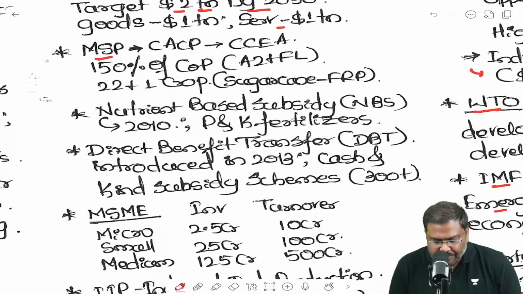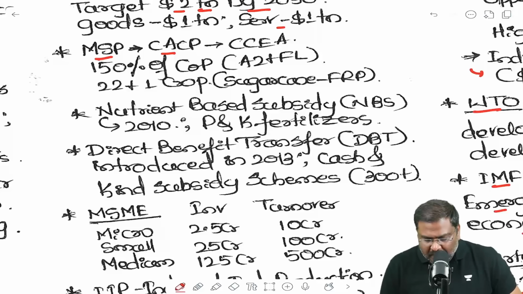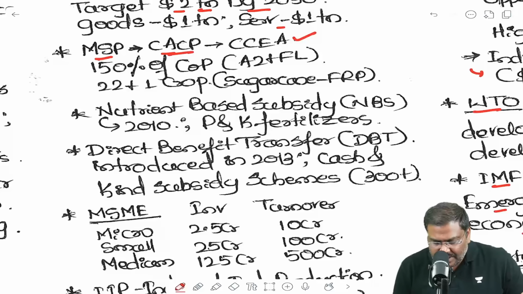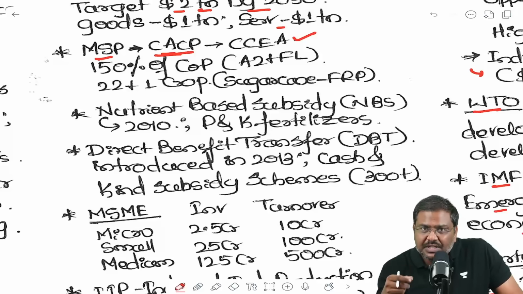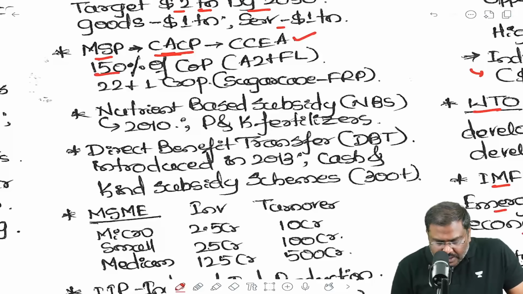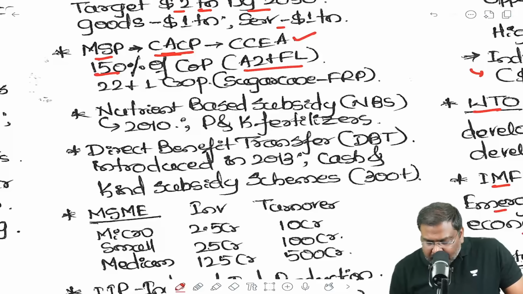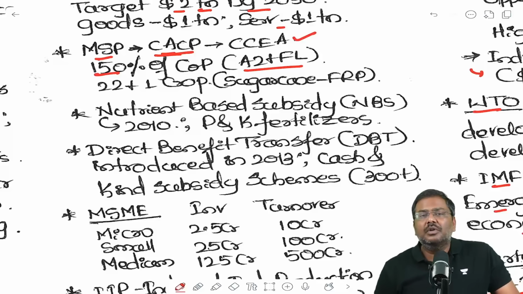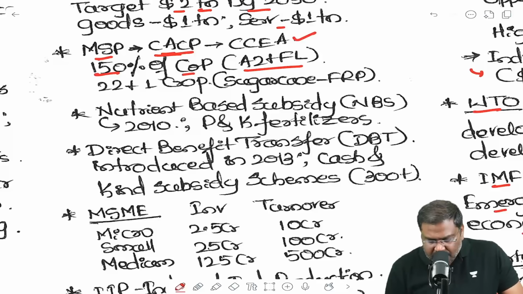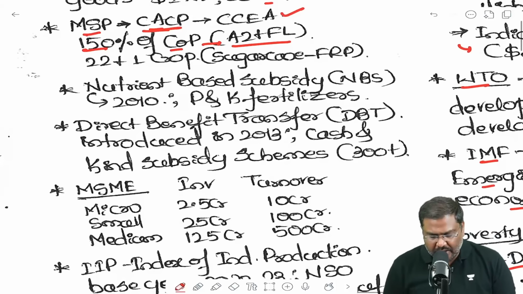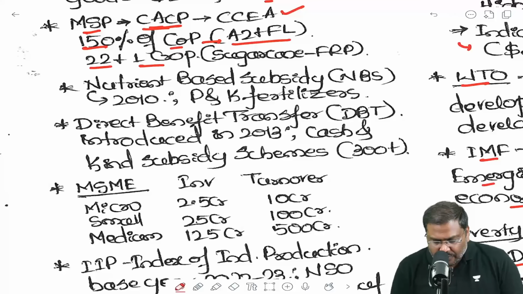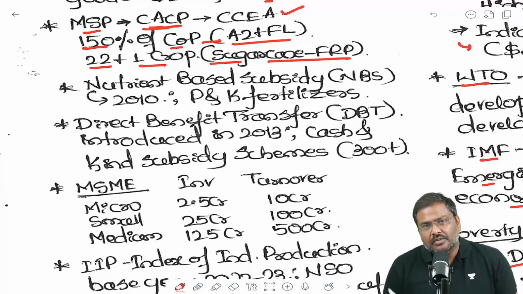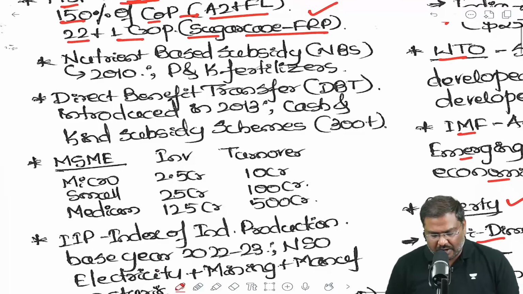The MSP is announced by the Cabinet Committee on Economic Affairs. This is recommended by the Commission for Agricultural Costs and Prices. CACP functions under the Ministry of Agriculture. The MSP that is announced right now is based on the A2 plus FL formula, and it is 150% of the cost of production, that is A2 plus FL. It is announced for 22 crops, and for one crop, sugarcane, the government announces FRP.